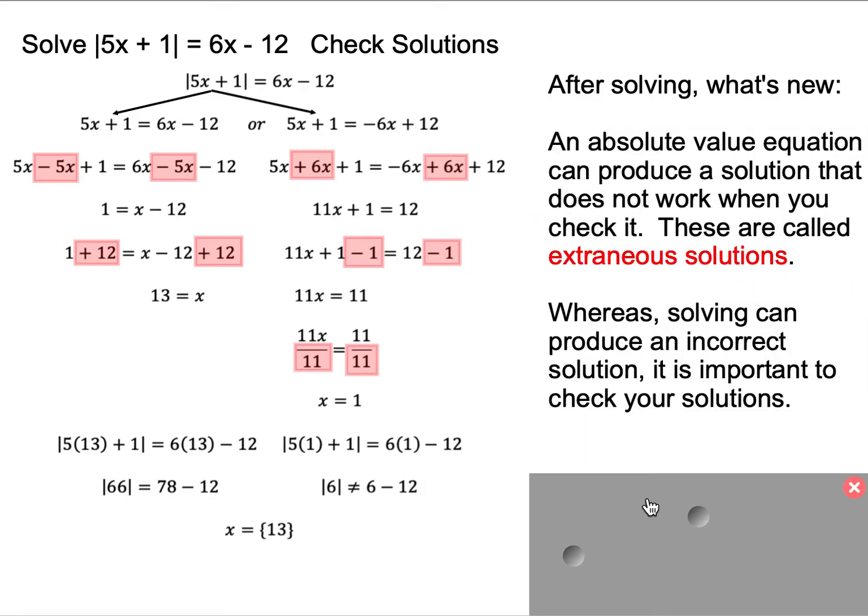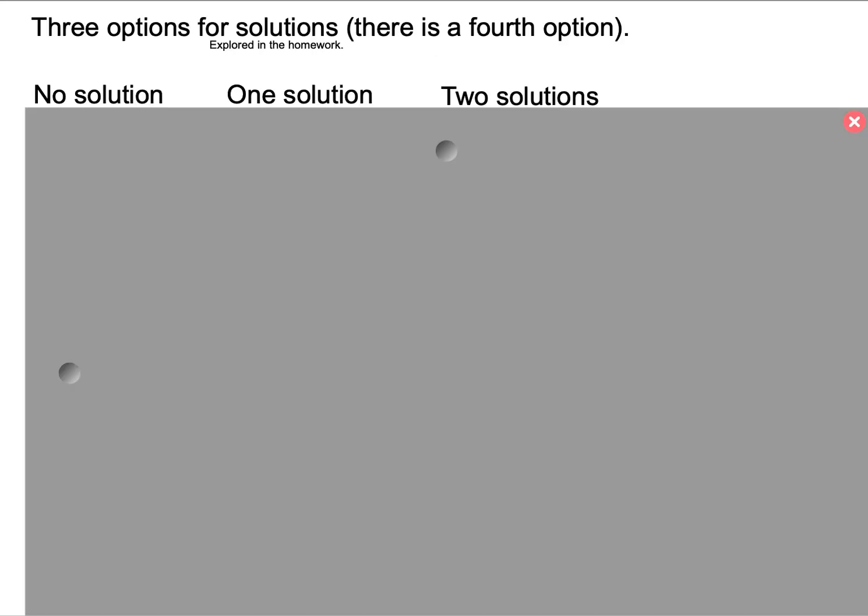Okay, this is like what we had on the previous page. An absolute value equation can produce a solution that does not work, and you need to check it. This produced the solution x equals 1, but it does not work when we check it out. There's actually going to be a pattern to this we're looking for. There are 3 options for the solutions. Well, there is a 4th option, but we're not going to really do much with it in 8th grade because it's kind of beyond the scope of 8th grade.